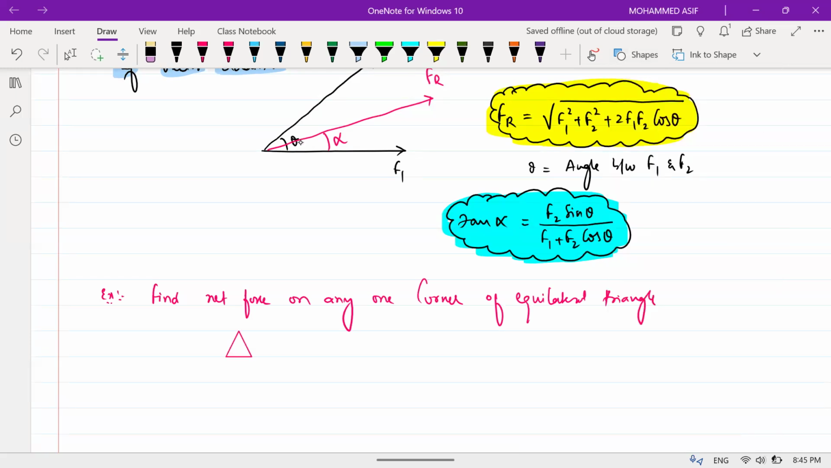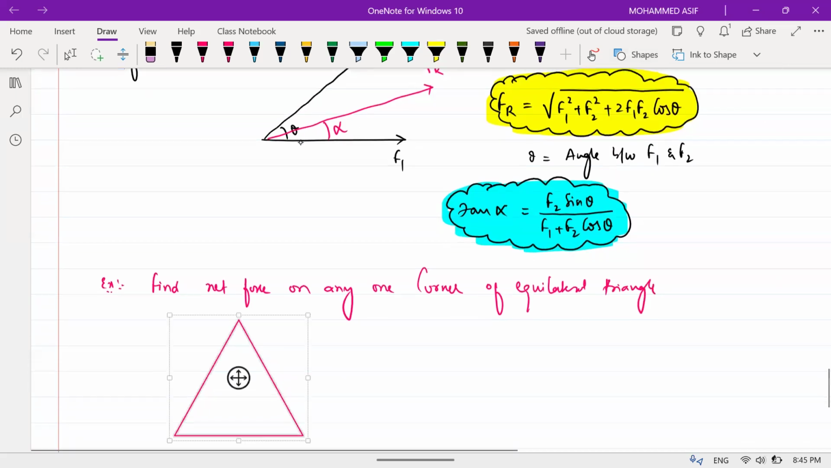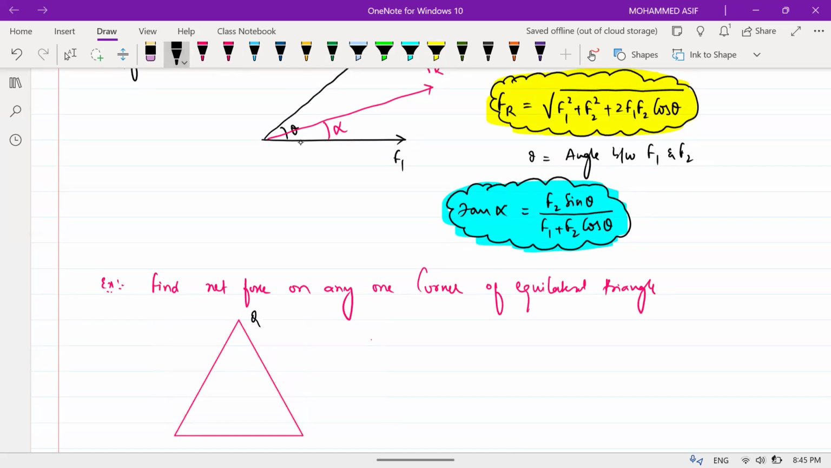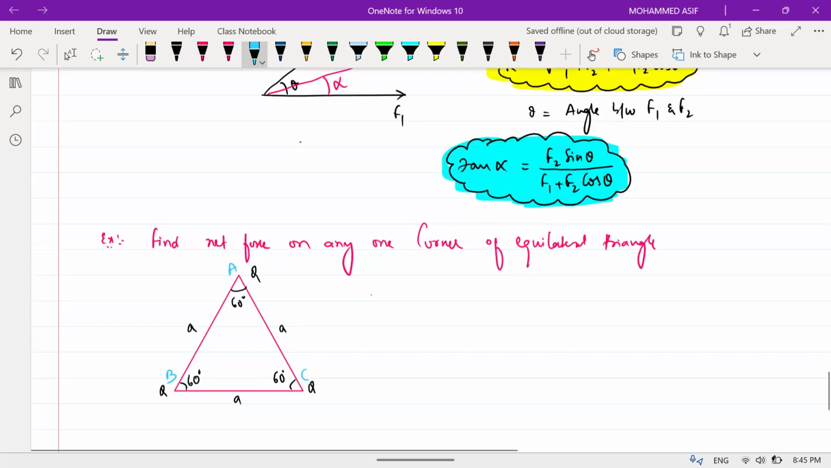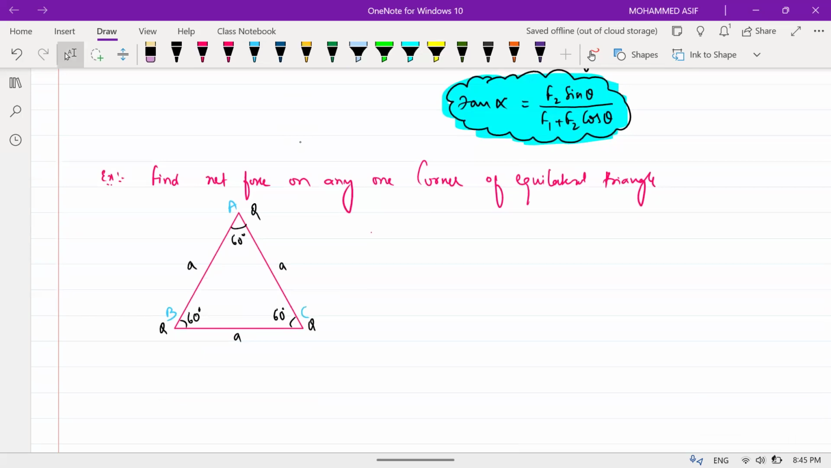We have a triangle like this, and we have a charge here. Say here it is Q, here it is Q, and here it is Q. The distance is, say for example, A, and A. The angle between them is 60 degrees because it is an equilateral triangle. This is side A, this is corner B, and this is corner C. We need to calculate the net force on any one corner of the equilateral triangle.